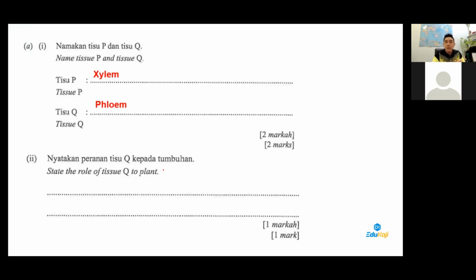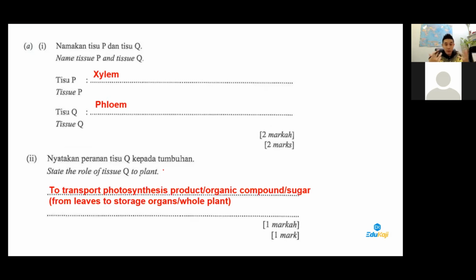And function of phloem is always to transport photosynthesis product. Of course you can call it organic compound, sugar, but there's also one more term, you can call it starch. But to me, the best is to transport photosynthesis product. Because it's 1 mark, this will do: to transport products of photosynthesis.